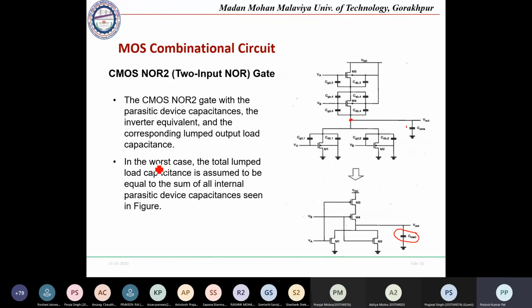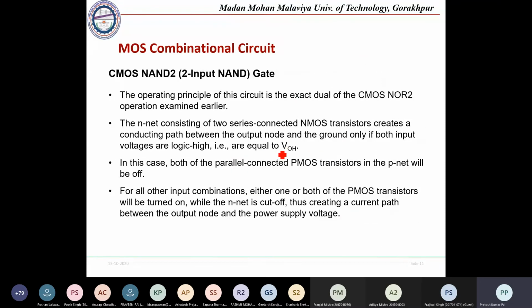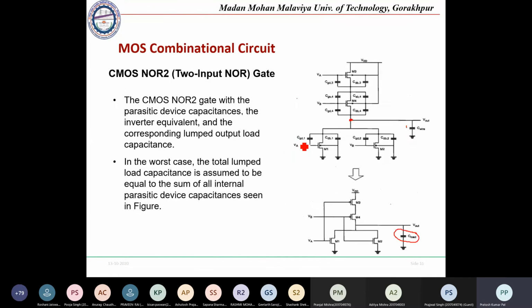So the formula will be, in the first case, the total lumped load capacitance is assumed to be equal to the sum of all internal parasitic device capacitances. Whatever internal device capacitances are there, they will be summed up and that will be equivalent to your load capacitance. The capacitances we will be calculating are only CGD1, CGD4 and CDB4. Whatever capacitance is connected to this drain terminal will come out to be the load capacitance.